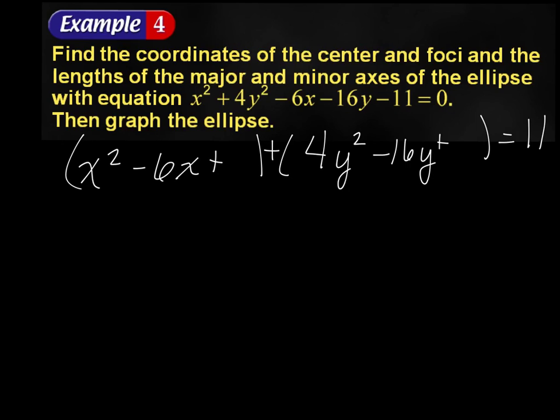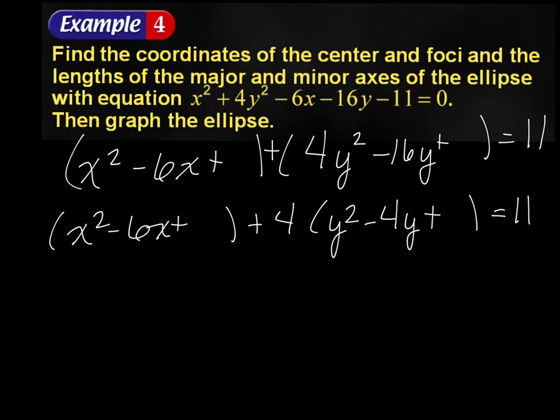So first of all, I just sorted things out and grouped my x's and y's together, constant on the other side. To complete the square, oh, I should have factored out that 4. All right, so factor out the 4. Now we can complete the square.